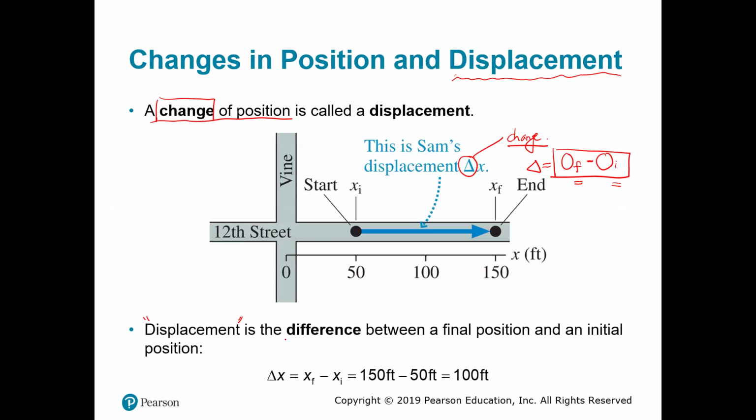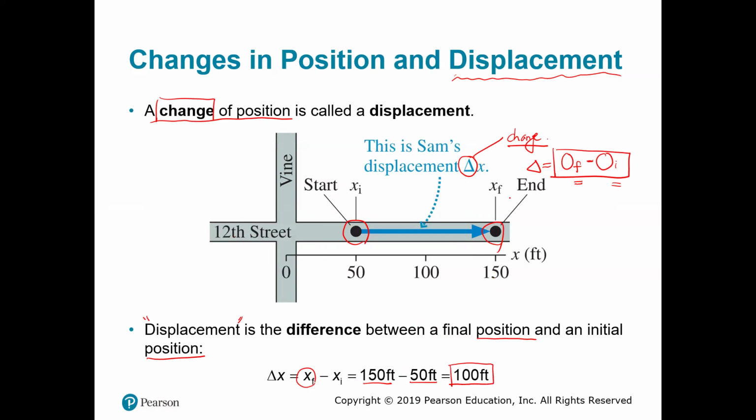Displacement is the change or difference between the final position and the initial position. For example, take Sam's displacement. Initially here, finally here. That means the final location is 150 minus the initial location 50. So the displacement is 100.